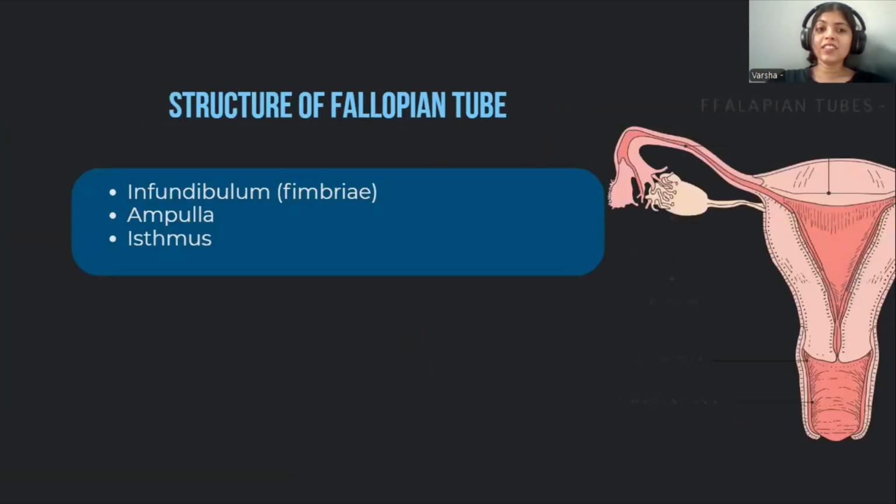Fallopian tube, which we can also call the oviduct. Now the ovum, after ovulation, enters the fallopian tube. The fallopian tube has three parts. First is the infundibulum with fimbriae. So this part is the infundibulum and the little finger-like structures are called fimbriae. Next is this ampulla and the last one is the isthmus. Remember this order, it is very important. Infundibulum with fimbriae, ampulla and isthmus.